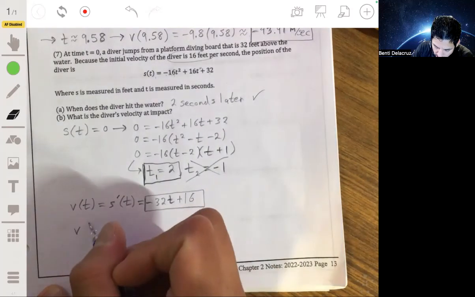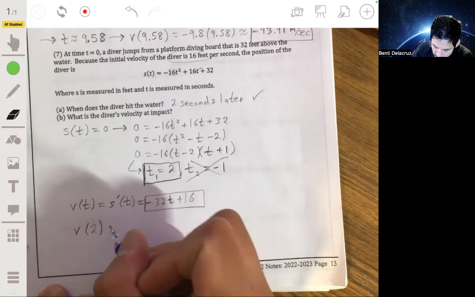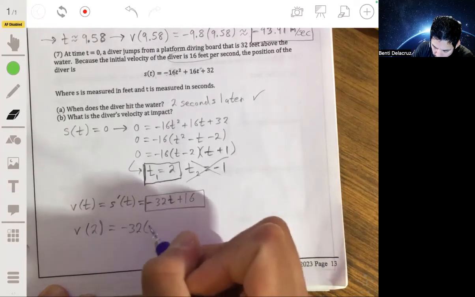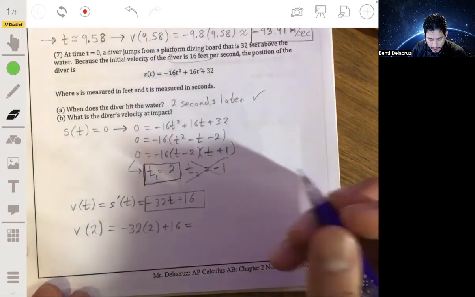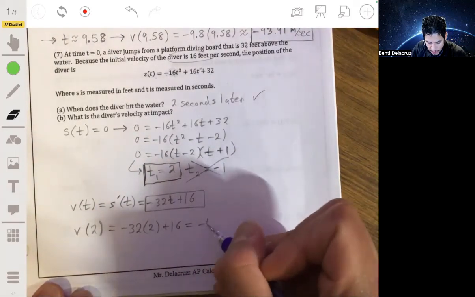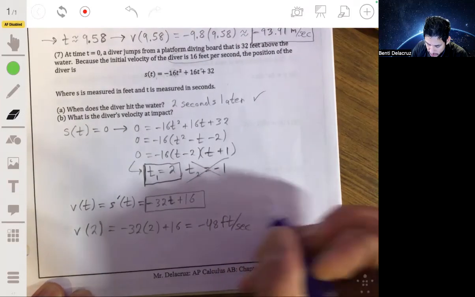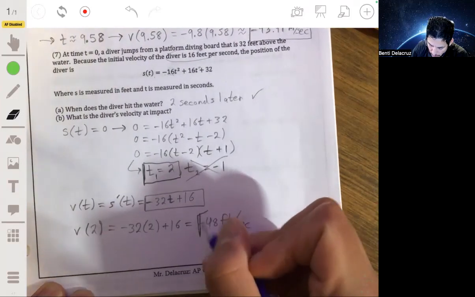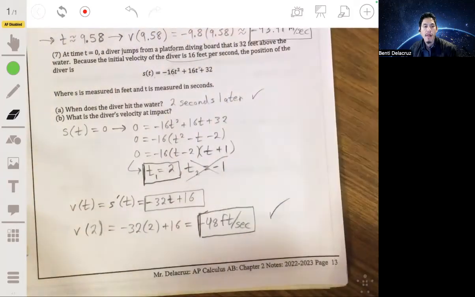And so now we just find what the velocity is at 2 seconds. So we plug in 2 into here. We have -32 times 2 plus 16. -64 plus 16. So we get -48 feet per second. All right, and then we're good.